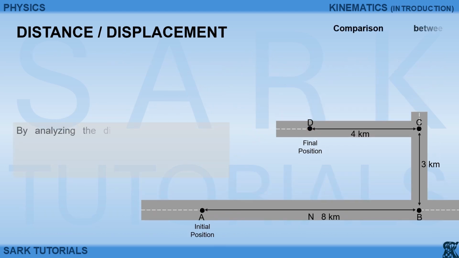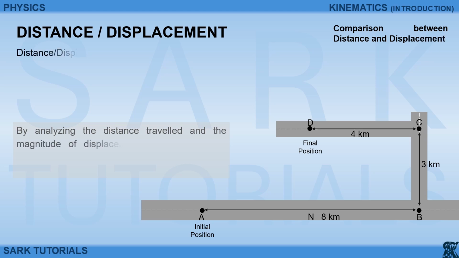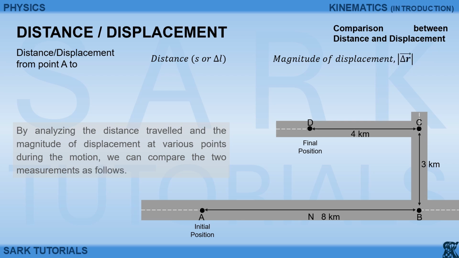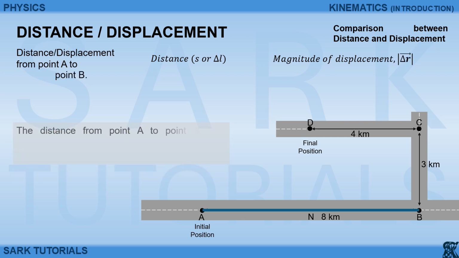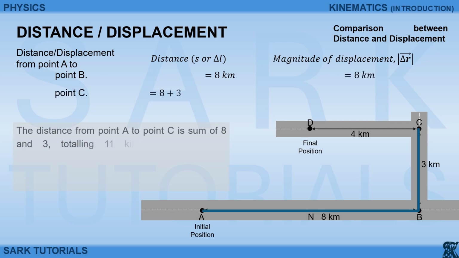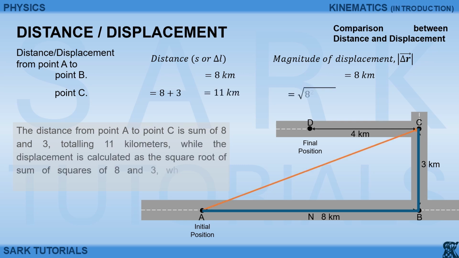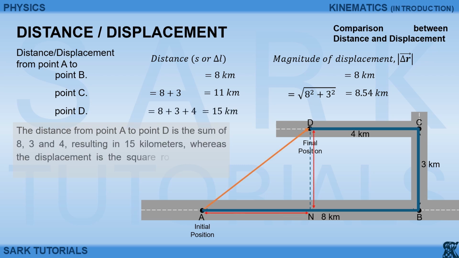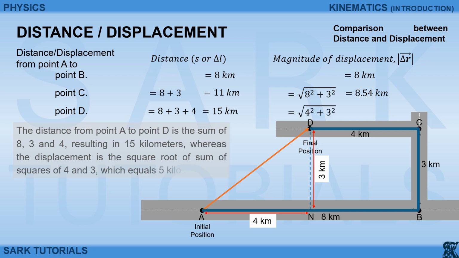By analyzing the distance traveled and the magnitude of displacement at various points during the motion, we can compare the two measurements as follows. The distance from point A to point B is 8 kilometers and displacement is also 8 kilometers. The distance from point A to C is the sum of 8 and 3, totaling 11 kilometers, while the displacement is calculated as the square root of the sum of squares of 8 and 3, which equals 8.54 kilometers. The distance from point A to point D is the sum of 8, 3 and 4, resulting in 15 kilometers, whereas the displacement is the square root of the sum of squares of 4 and 3, which equals 5 kilometers.